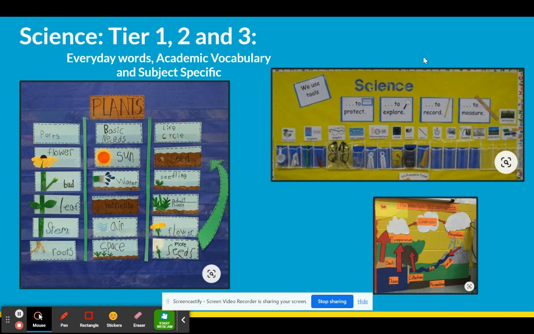If you were introducing the process of scientific methods at the beginning of your year, you might create a board just specific to that. That's more of tier 2 words for us in science because words like explore and record and observe get touched on in every subject in our classroom. And then down at the bottom is an example of a tier 3 word wall specific to science, and it's specific to the water cycle. So here we're really digging into those subject-specific words, those bigger words like evaporation, precipitation.